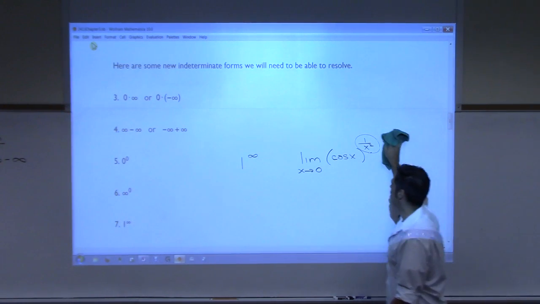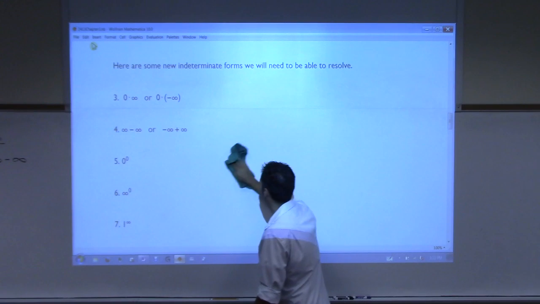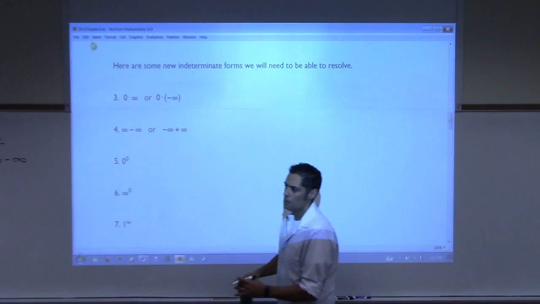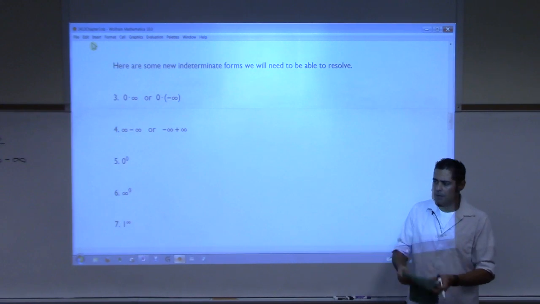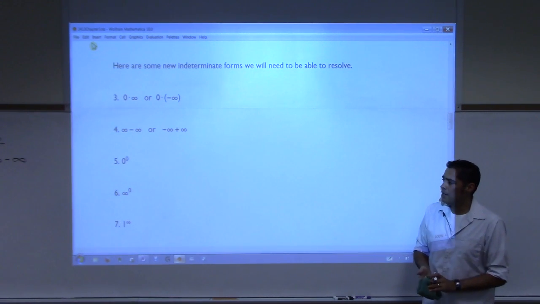I'm getting that glary look. Are these indeterminates determined by union or by law? No, these are just the forms that happen in calculus that we see that we need to address.